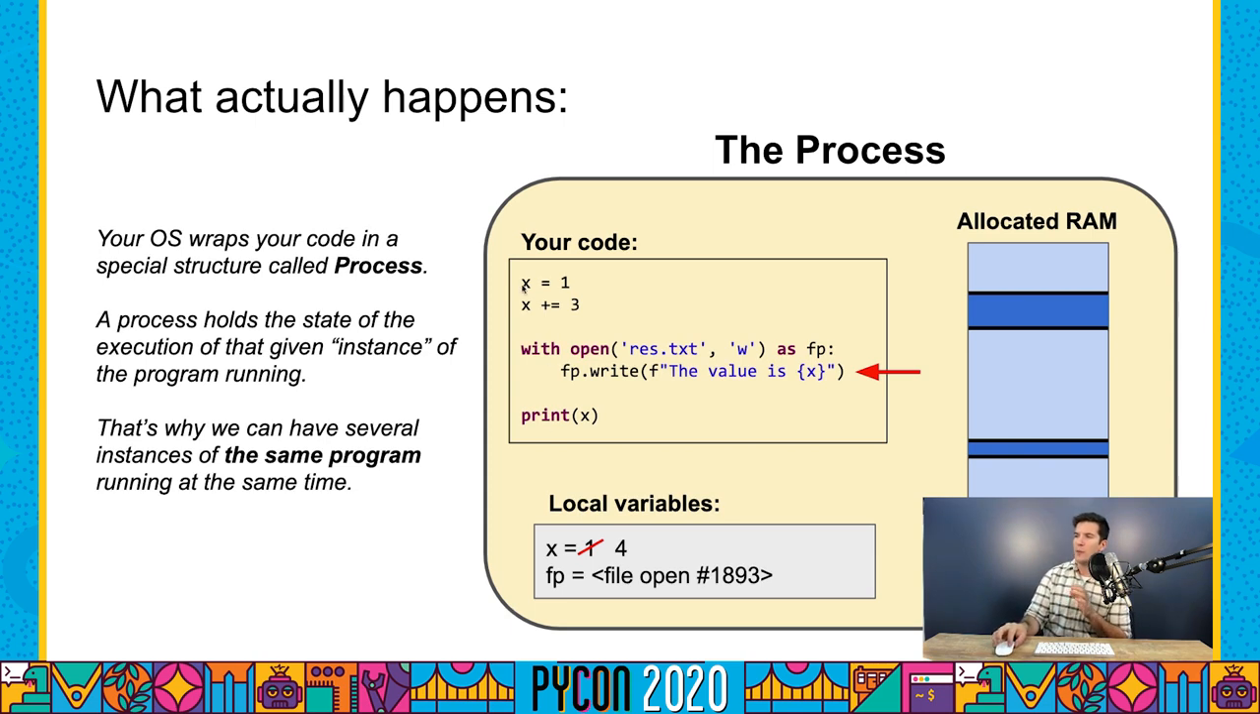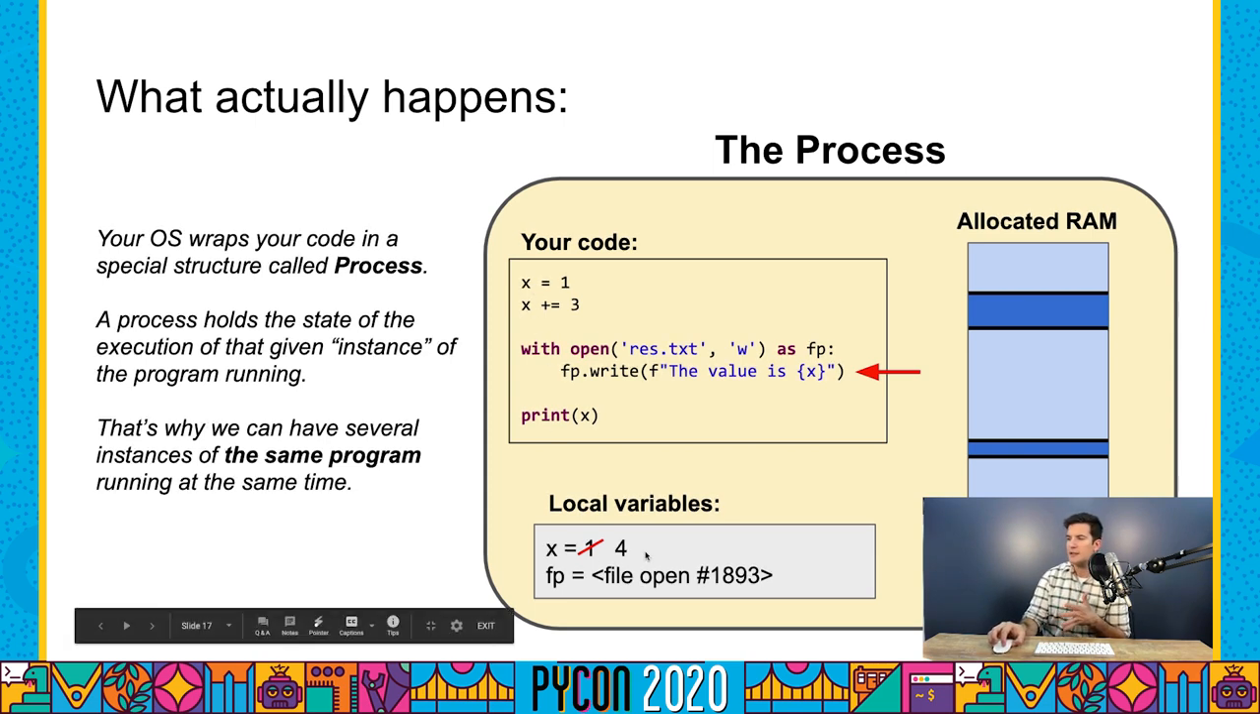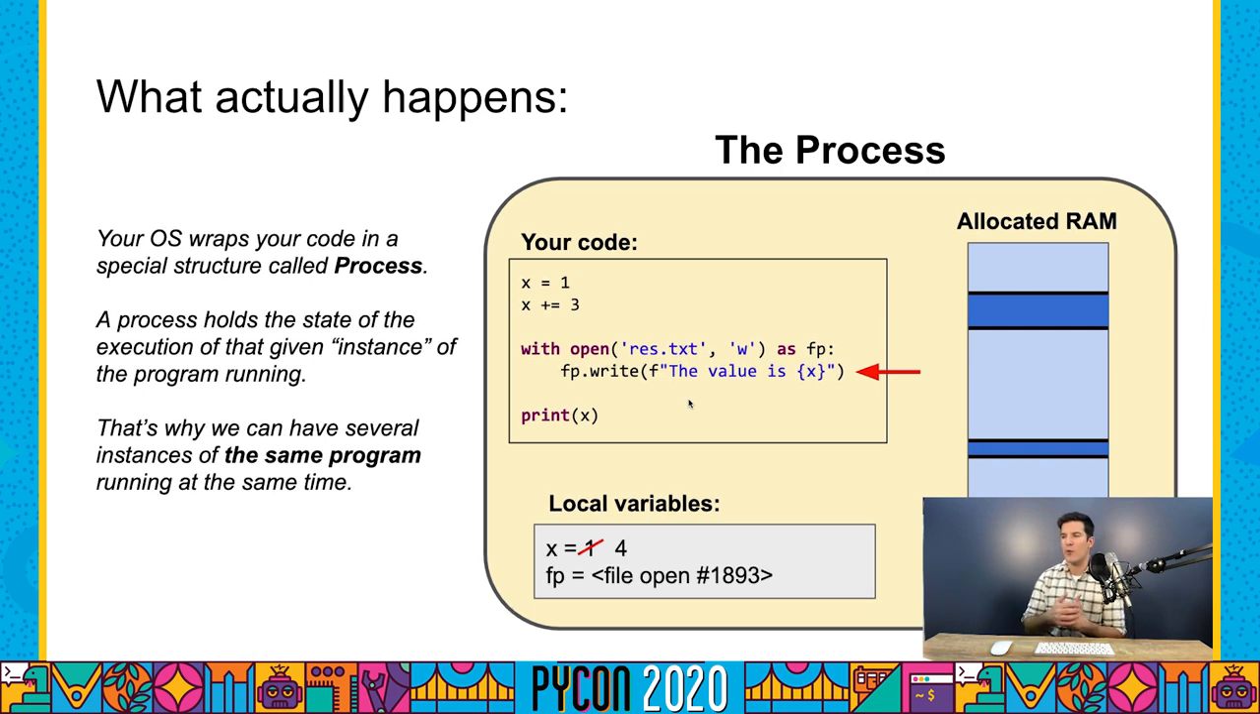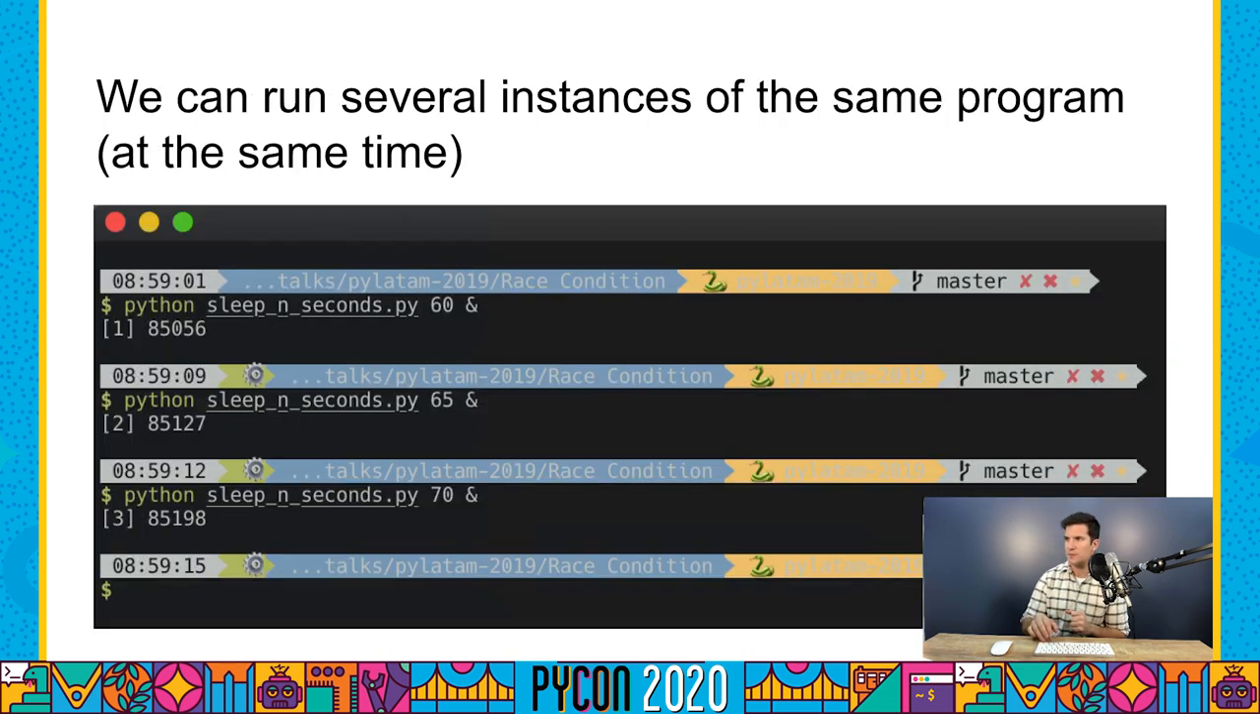For example, here it started with x equals one, we incremented it, and the operating system is keeping track of that memory. We open a file, we ask the operating system to open the file for us, and we have a reference to that file descriptor. So the operating system creates this abstraction, the process, so our code can interact with the system through it. Whenever you run your command with Python, the operating system creates a new process, injects your code in there, and executes it.